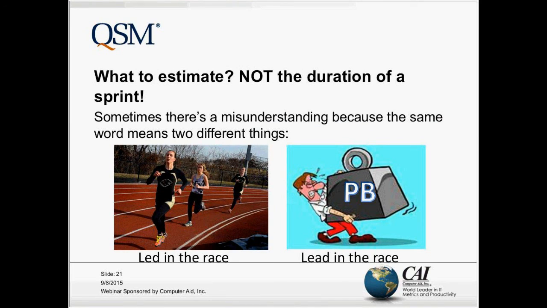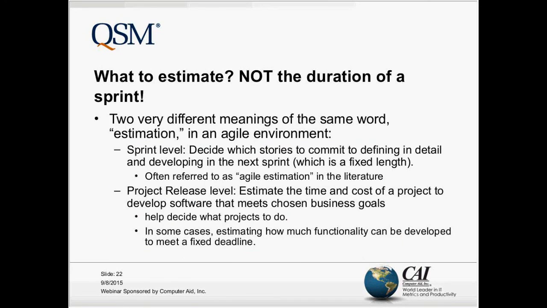We have to distinguish between the sprint level and the release level. Sprint, there are some decisions to be made, in particular, which specific stories will be developed in the next sprint. This decision process is often referred to as Agile Estimation in the literature. In contrast, when deciding whether to charter a project in the first place or a software release, you need an estimate of overall cost and duration to make decisions about the release.